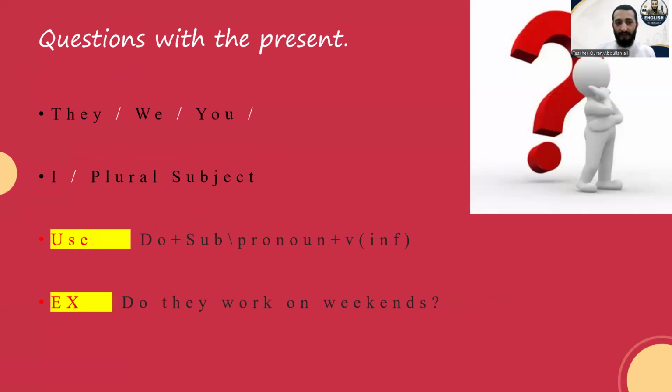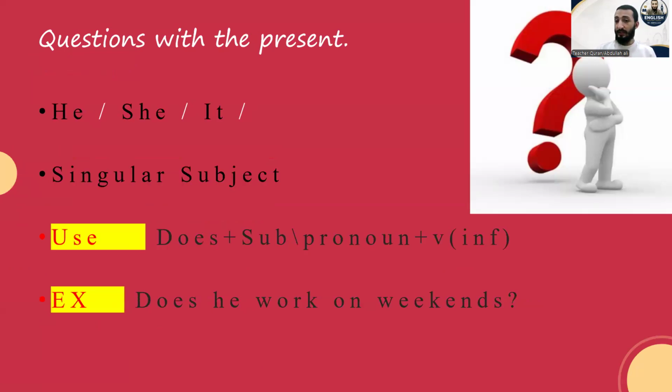How to make questions? To make questions with this tense, with a singular subject or a pronoun, we add does before it. Remember, we add s to the verb, but in questions we use does. We need a yes or no question: does, name or pronoun, plus the verb in its basic form. For example, does she work from her office? Yes, she does. No, she does not.